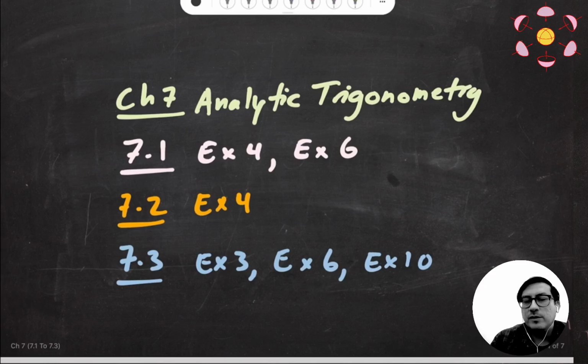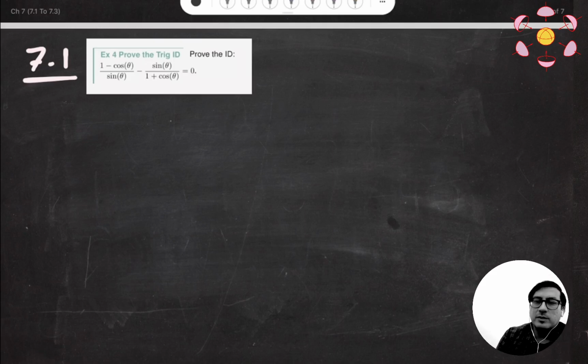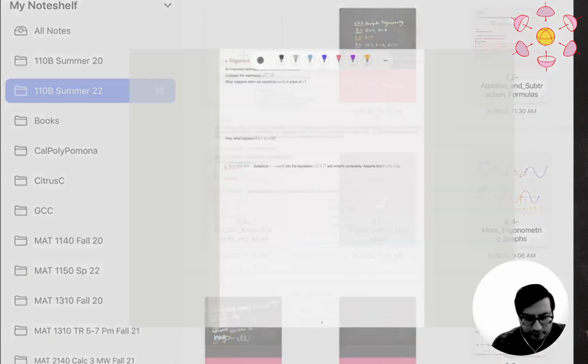So for this first video, let's do sections 7.1, 7.2, and 7.3. All right, so let's jump in. So here's our first problem. So chapter 7 begins with a continuation of some trigonometric identities. Now, we have one here, but just to kind of summarize, there's a bunch of formulas. Let's see, let me pull up 7.1.